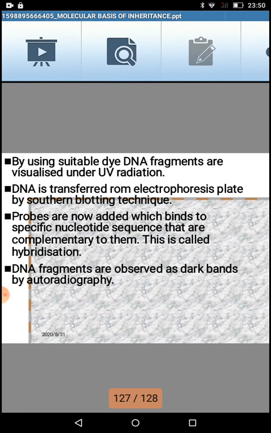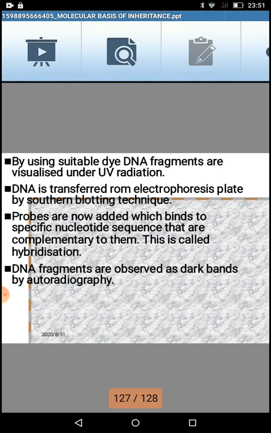DNA is transferred from the electrophoresis plate by the Southern blotting technique. That is what I am talking about when we put a nitrocellulose membrane on top of it and try to get the DNA fragments onto the nitrocellulose film. That process is called Southern blotting. So, the Southern blotting technique is done.